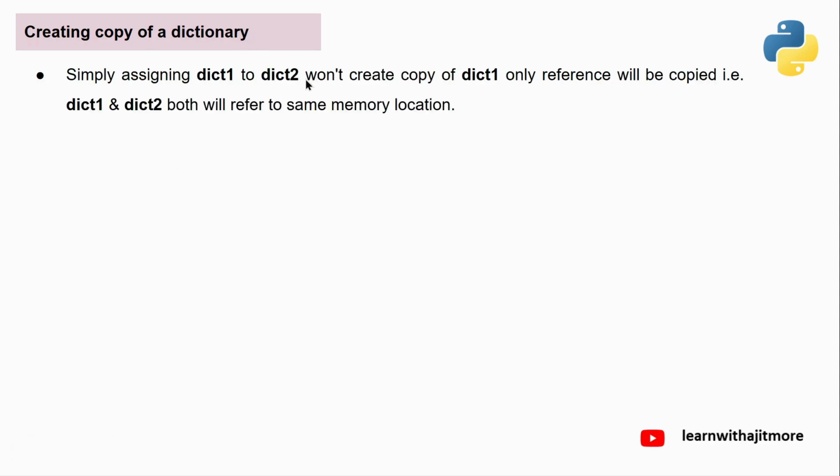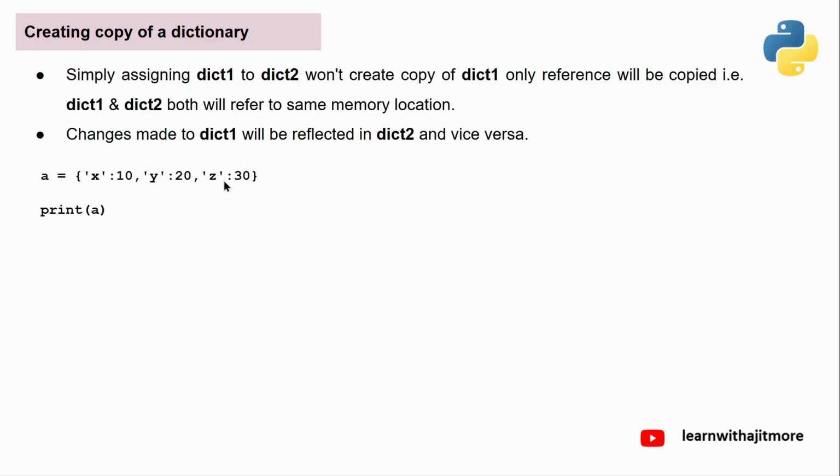तो आई जस्टिफाई दैट. Simply assigning dict1 to dict2 won't create a copy of dict1. अगर आपने dict1 को dict2 को असाइन किया है तो ये dict1 का कॉपी नहीं क्रिएट, ओनली रेफरेंस विल बी कॉपीड. दैट इज dict1 and dict2 both refer to the same memory. Get it? If you make a change in dict1, it is reflected in D2 and vice versa.